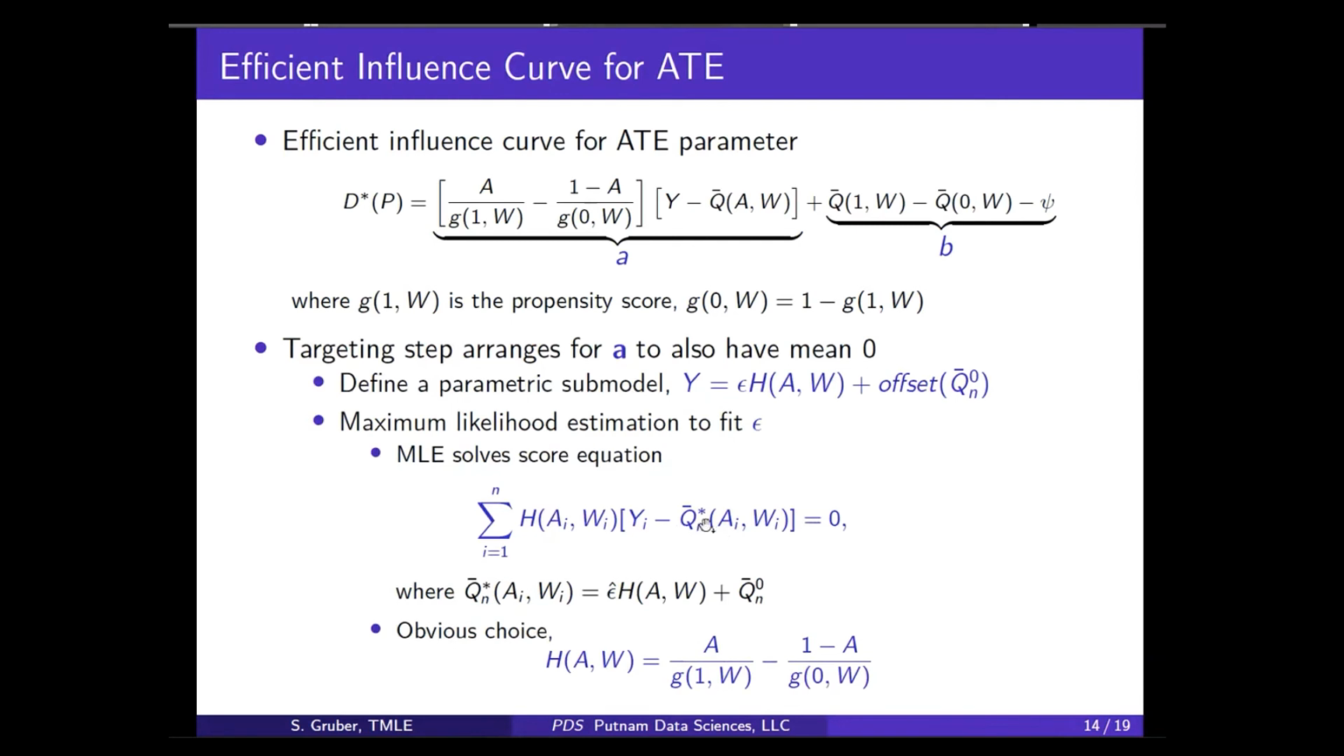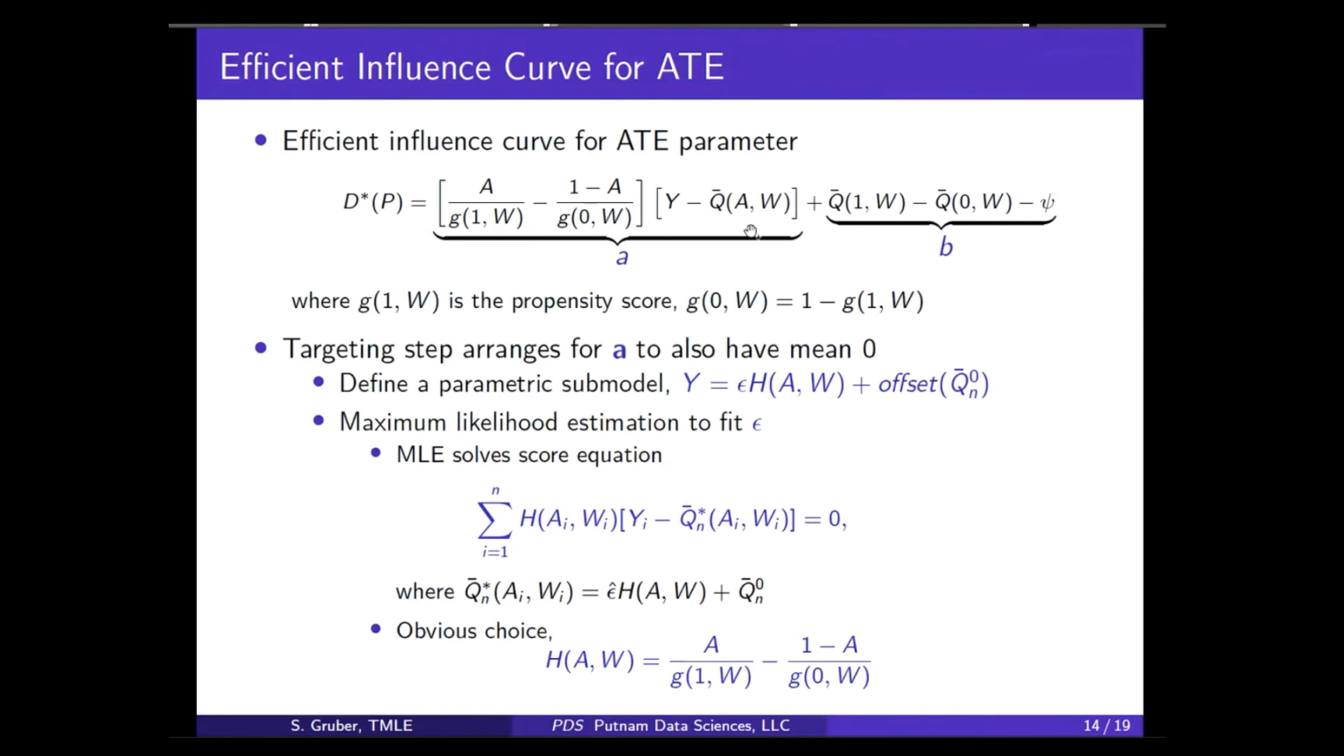This Qn star is the epsilon H plus offset Q. So the epsilon is implicit in this notation. It's right here. We're going to fit epsilon so that Y minus epsilon H plus offset Q, times H, has sum 0. That's what MLE does. Those are the score equations. Oh, I wrote it here. The Qn star is the epsilon H plus Qn 0. Okay, so let me say it again. We're going to define this model. We're going to fit epsilon by maximum likelihood, and epsilon is going to solve this.